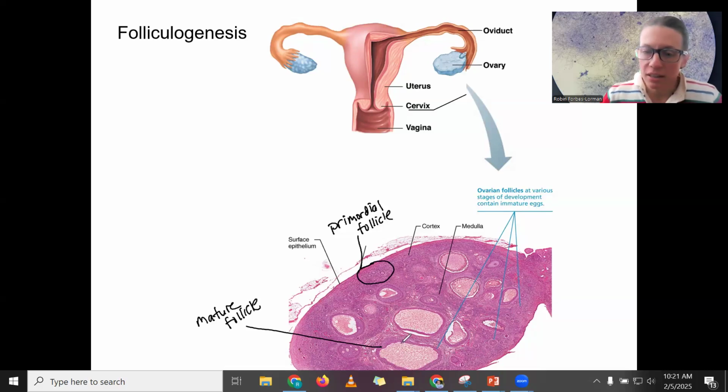That still contains an oocyte at a different stage of development. And you actually can't see it in this one. If you zoomed in, you could see oocytes within some of these.